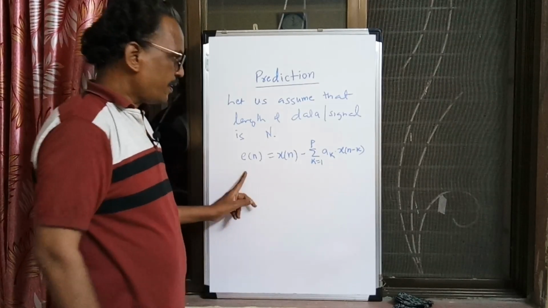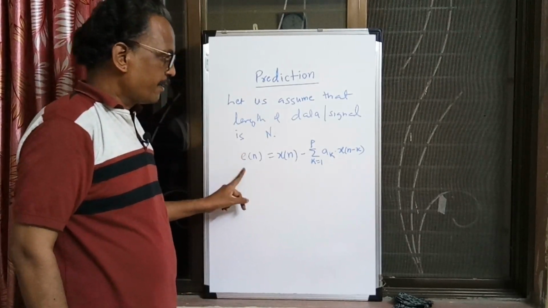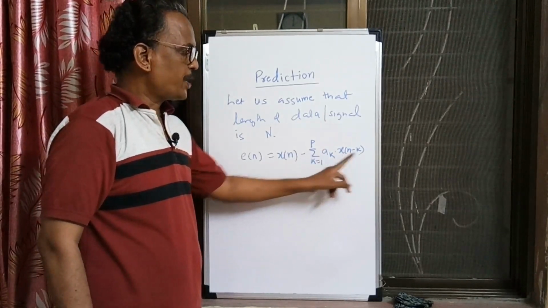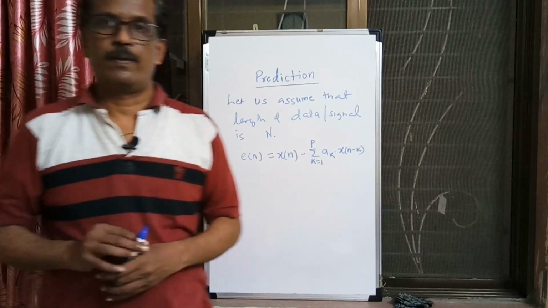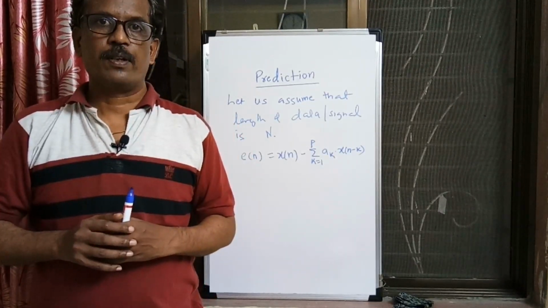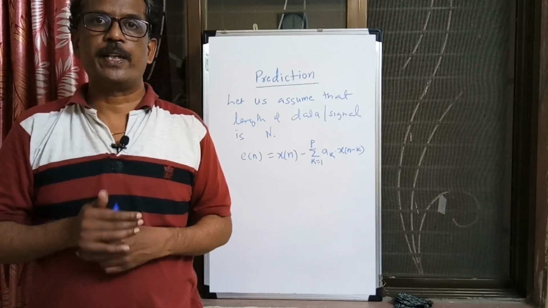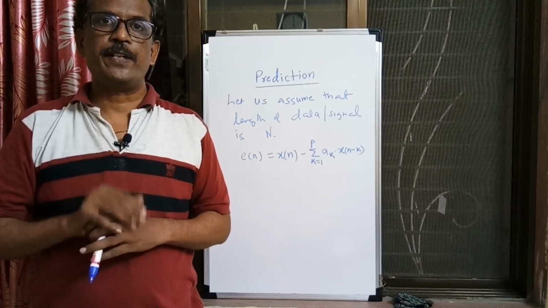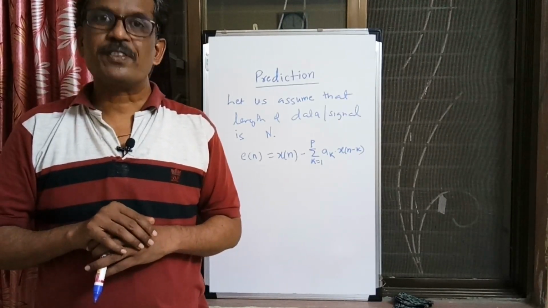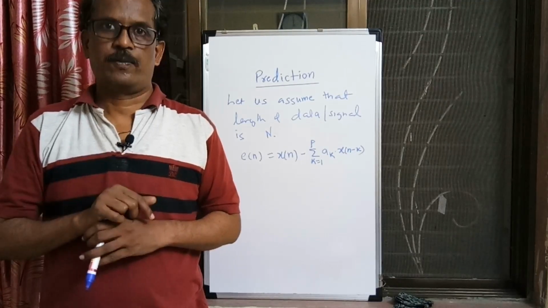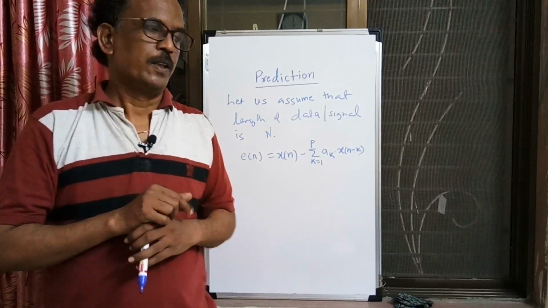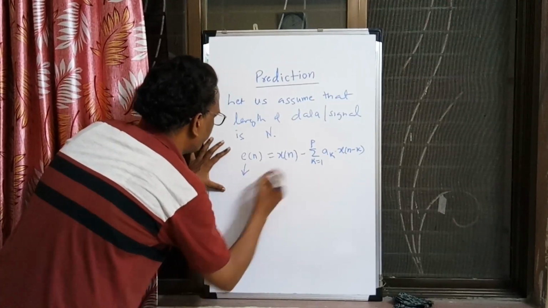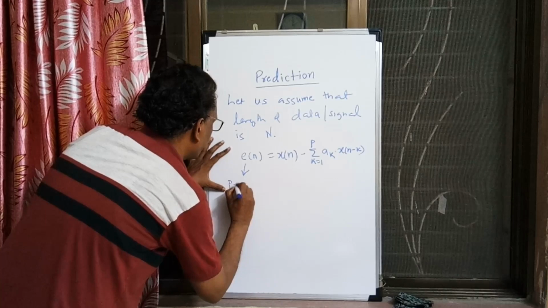So this is the error which occurs when we are predicting x of n from a linear combination of its past p samples. We are using past p samples along with coefficients a1, a2, a3, ..., ap. So our objective is to find a1 to ap such that e of n, that error, is minimum. This e of n is the error occurring because of prediction, so this is called the prediction error.